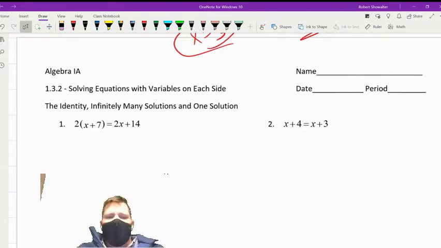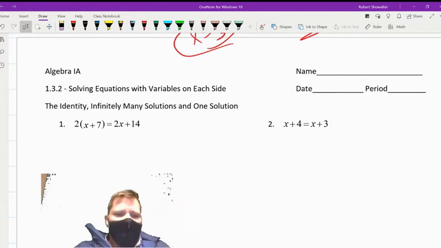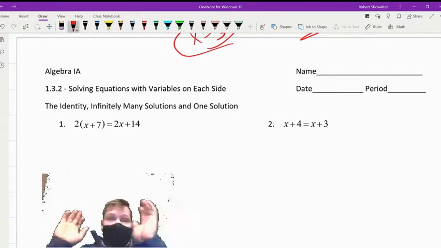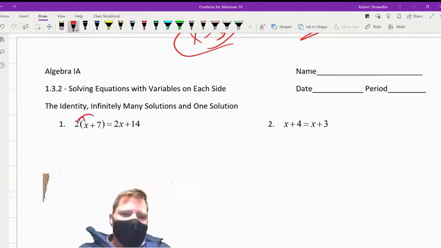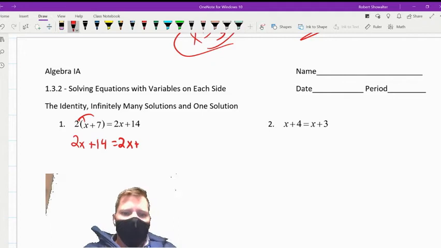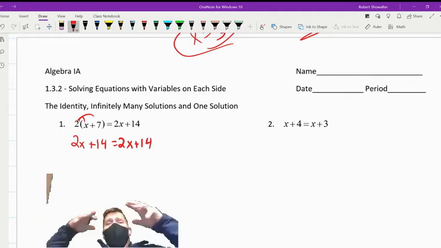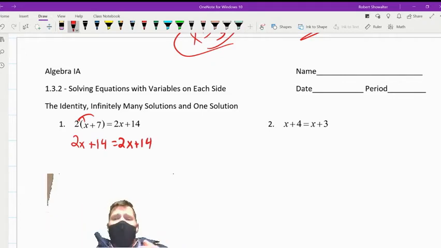So when we have a situation like number one and we're going to solve it, you think, oh, I know how to solve this problem. You set up and distribute, and you get 2x plus 14 equals 2x plus 14. Some of y'all are like, whoa, that's the same thing on both sides. Yes, that's totally accurate.